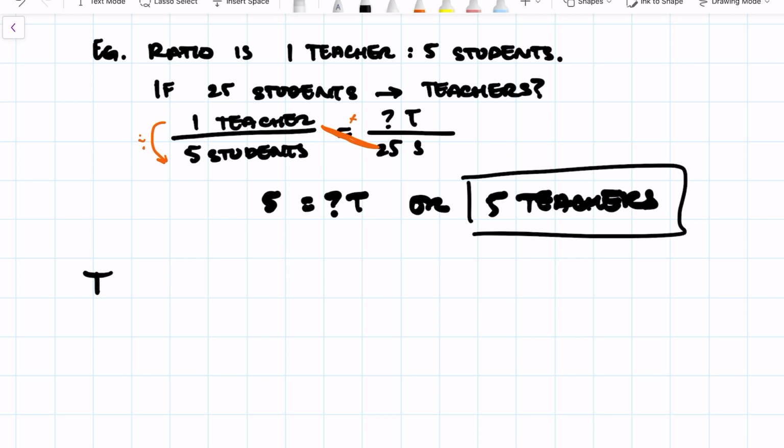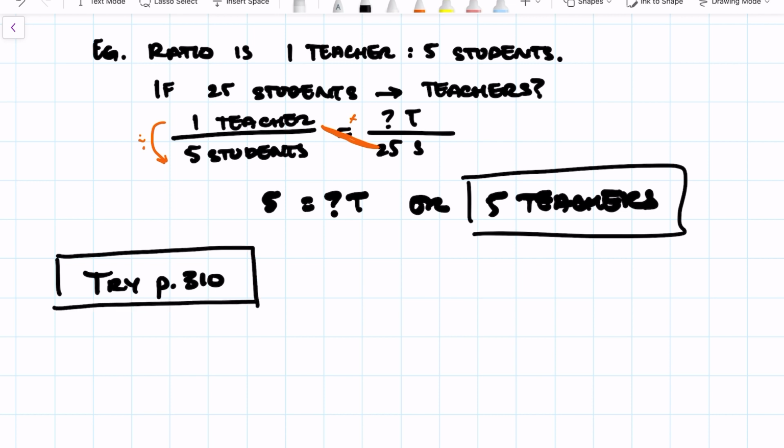I would like you to do the try for page 310. One more thing I would like you to do is double check your answers for 4.1 and 4.2. You should know where the answer keys are, but if you have any questions on that, you can ask me. They are on the Teams channel for math, so you should be able to find them there. All right, go ahead and try page 310.